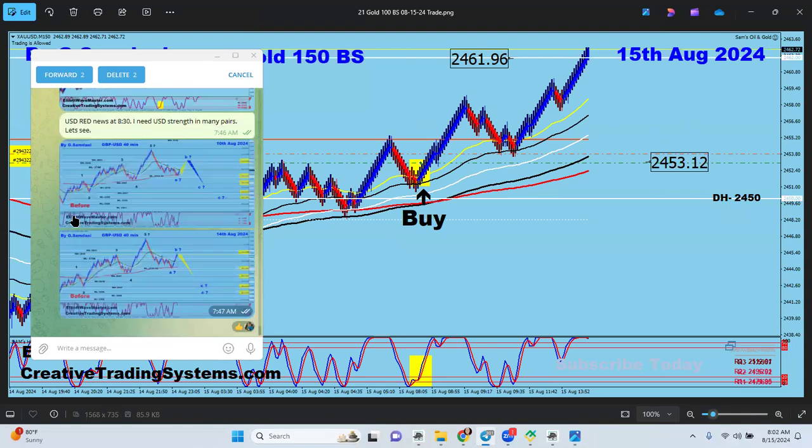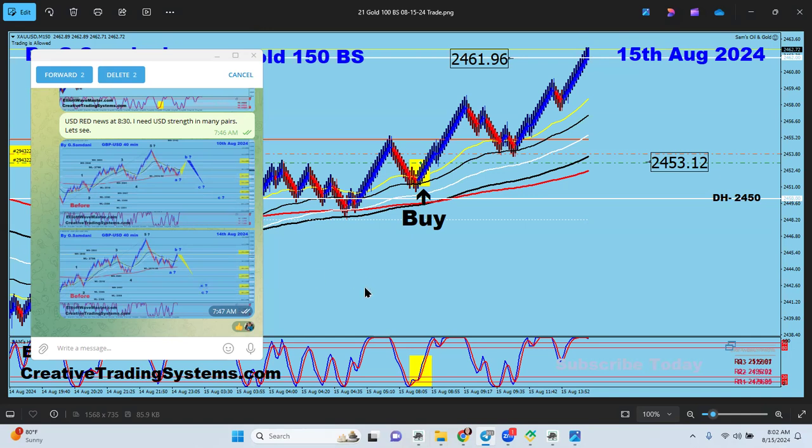For example, this pound USD went up. Now I'm expecting that it's going to come down. I need USD strength for that, and I need USD strength in many pairs. So let's see what happens. If USD strength comes, then I will have 4 or 5 new trades again today. And then I'll show you those trades later on.